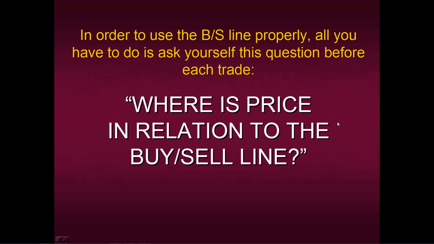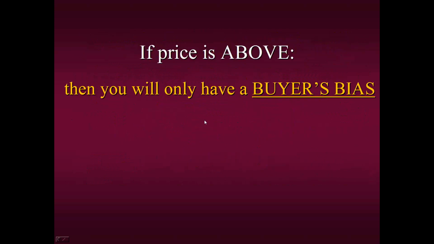Now, you can only come up with two possible answers, because if price is above, then you should only have a buyer's bias. That's it. That means you will only be looking for buy setups. In other words, if your strategy generates a buy signal, ask yourself, is this buy signal where I should be entering, is it above the 50? If it is, go ahead. You're going to have a higher level of consistency.